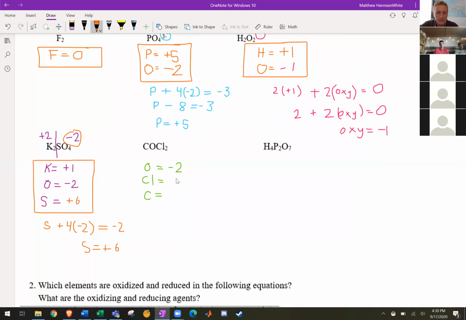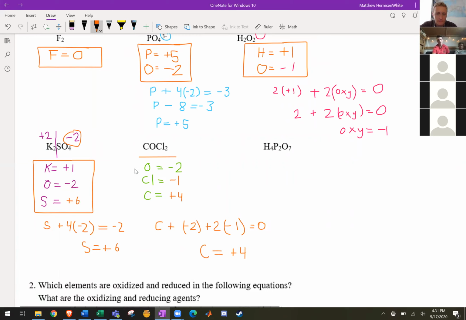So chlorine is -1 from the periodic table. To get carbon, we have to do the equation again. So we have carbon plus oxygen, which is -2, plus 2 chlorines, which is each -1. And this equals a total charge of 0. Therefore, the carbon is going to be equal to +4. So carbon here is +4.